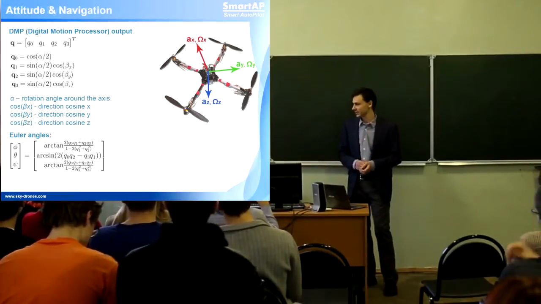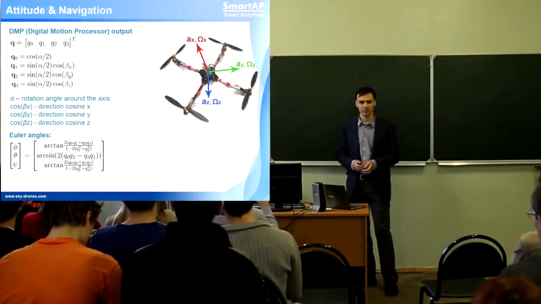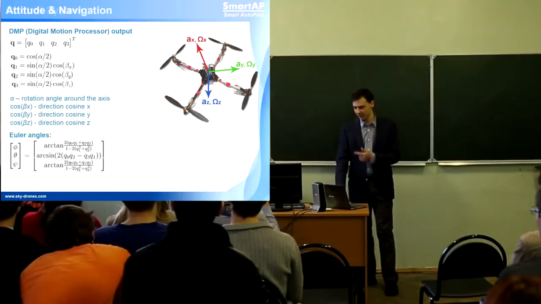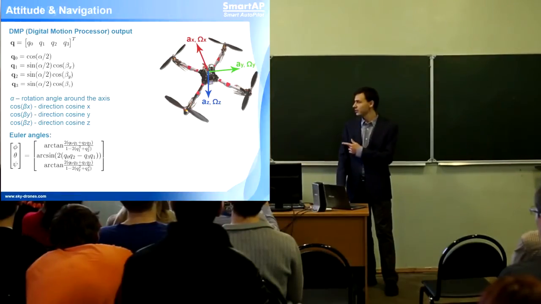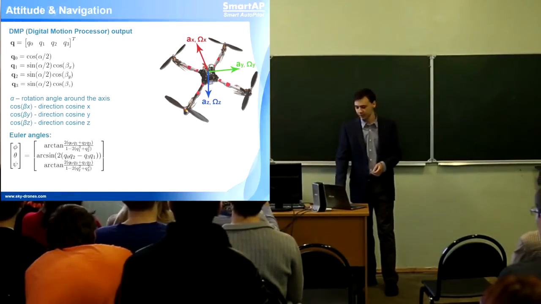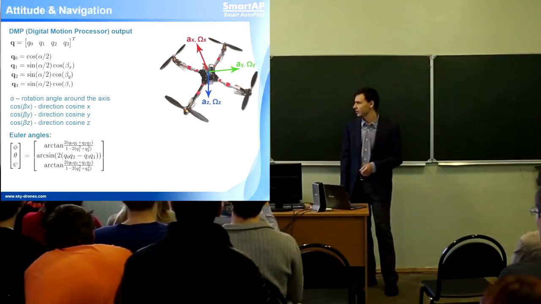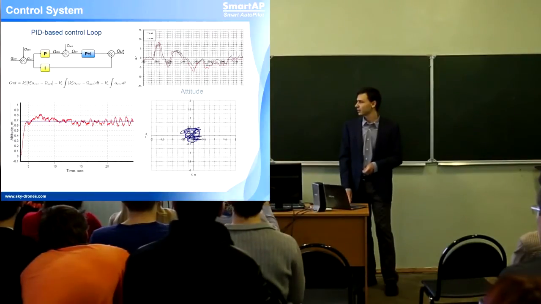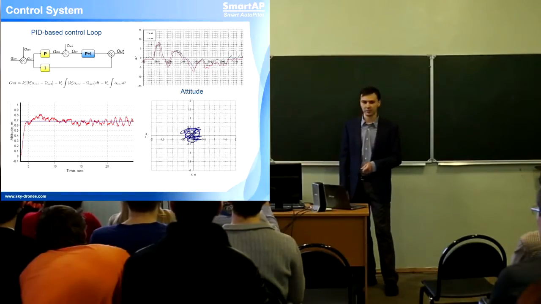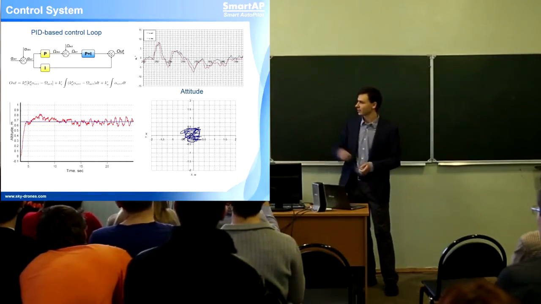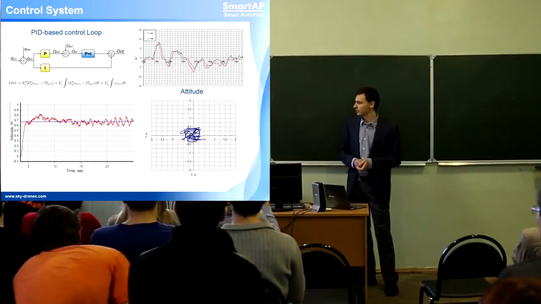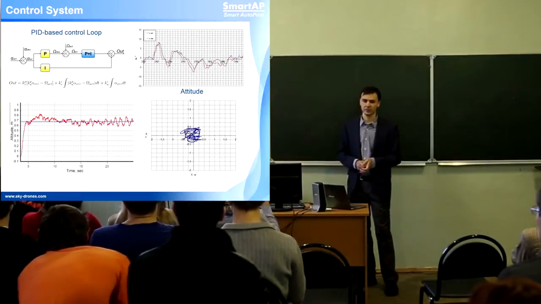So we get quaternion representation, and after that they are converted to Euler angles, which are roll, pitch, and yaw. I guess you're familiar with these words. The inertial measurement unit, this one, gives us this solution. And after that, we know the orientation of the flight control system and therefore the orientation of the vehicle. After that comes the control system, which is stabilization and navigation. It is based on PID-based control loop, which is on the left top. And here you can see responses for attitude stabilization, altitude stabilization, and position stabilization.